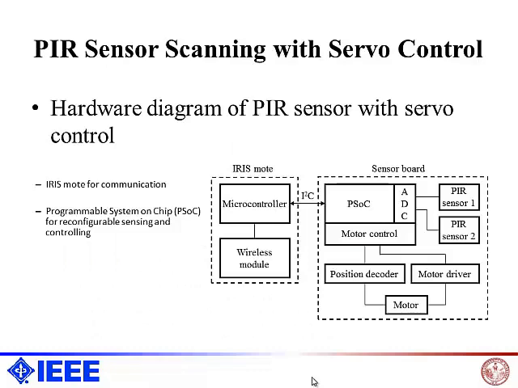This is the hardware design of the PIR sensor. It uses a programmable system on chip to collect the data and control the motor, and it uses the IRIS mote to send the signal through the air.